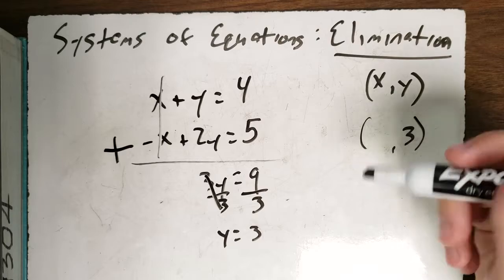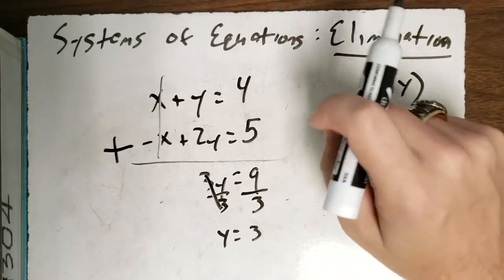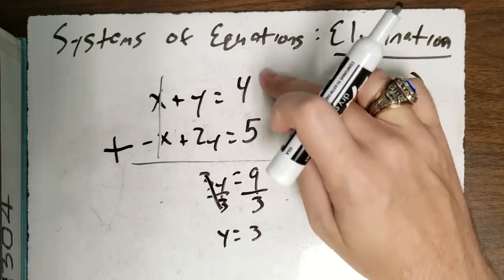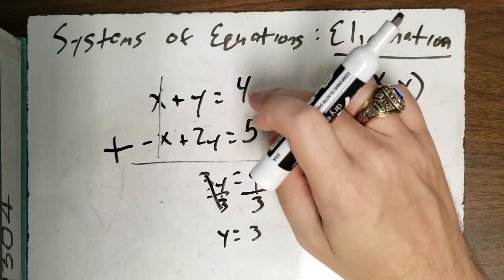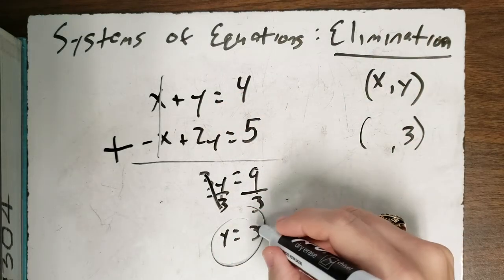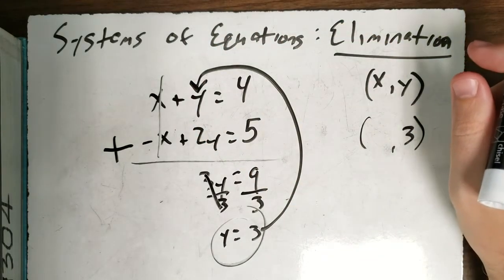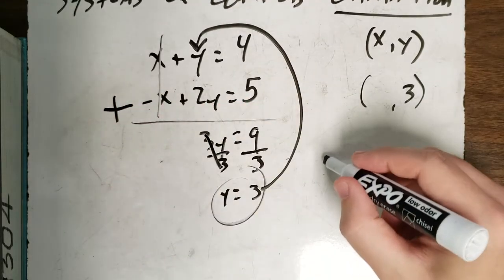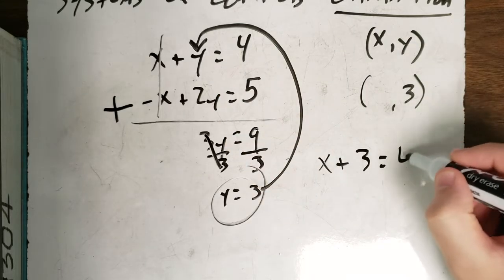Now it's the same thing as we did last time. Once we have our letter, we plug it into one of the original problems to solve for the other letter. So we have y, and we've got to plug it back in and solve for x. You can choose either of your original problems. The top one's a little easier, since x and y are by themselves already. So we take our y equals 3 and plug it in for y up here. We rewrite the equation: x plus, instead of a y, our y is now 3, equals 4.